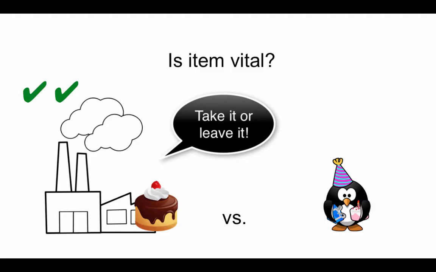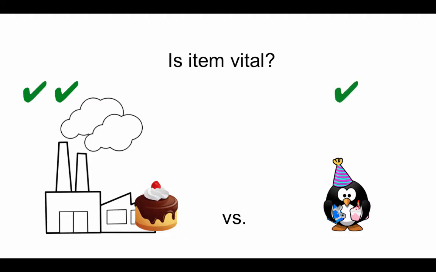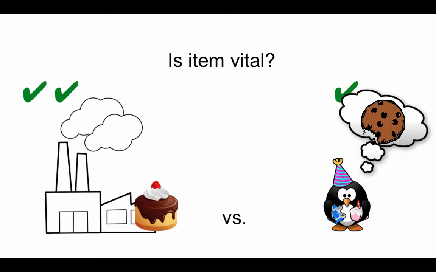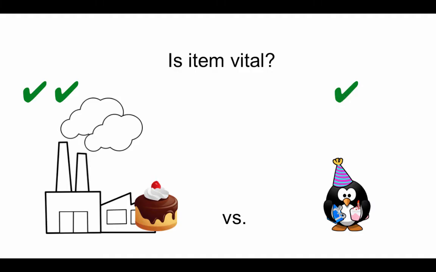Is the item vital to the buyer? There's probably other substitutes. If that buyer just wants something sweet, they could buy cookies, or they could buy donuts, or they could buy ice creams, or they could buy chocolates. There's lots of substitutes. It's not essential to have that cake. This gives the consumer a little bit of power at least.